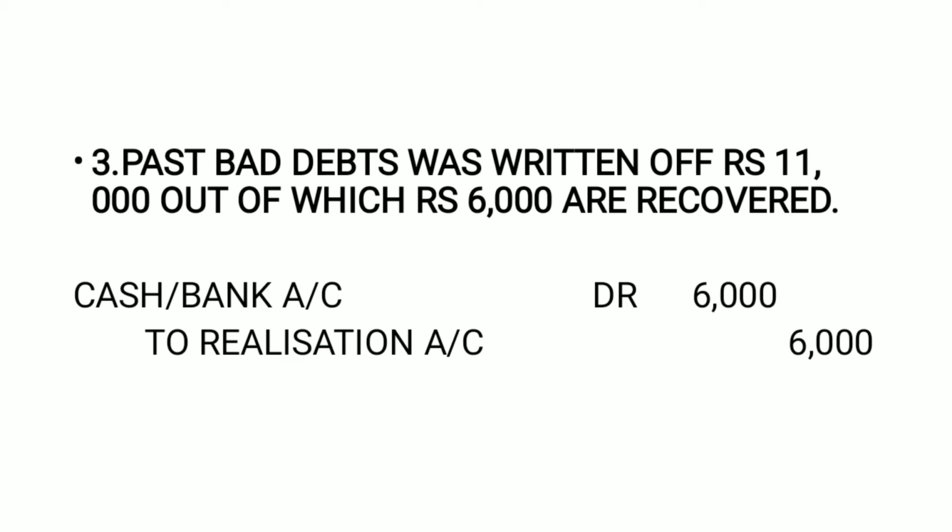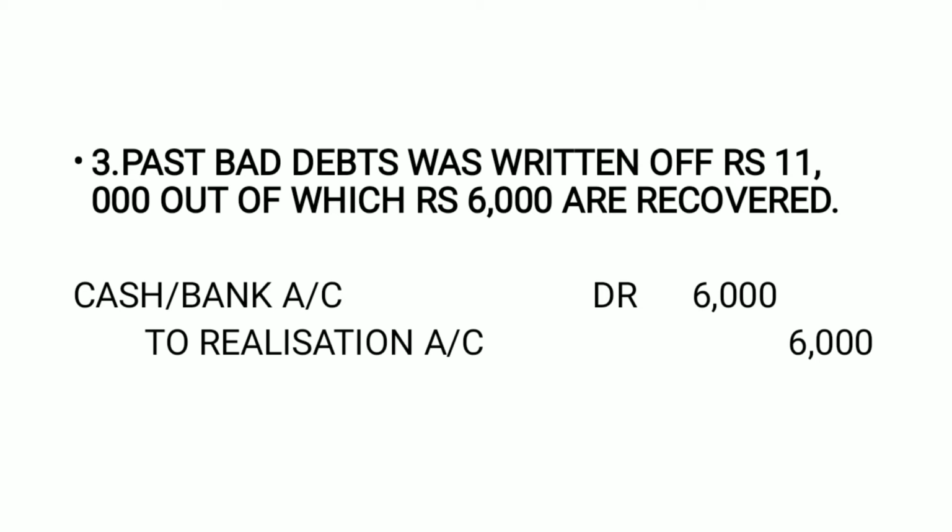Past bad debts were written off, rupees 11,000, out of which rupees 6,000 are recovered. First of all, understand what is the journal entry for writing off bad debts. Bad debts is a loss. So the journal entry that you might have written in the past year definitely must be bad debts account debit to debtors. But it is about the past year.